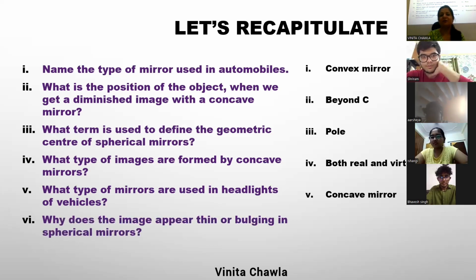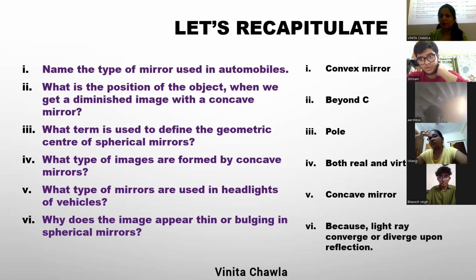Next question. Why does the image appear thin or bulging in spherical mirrors? In spherical mirrors, why do we get images which are thinner or bulging? Ma'am, because of curvature, because they are spherical. Yes, because they are curved and light rays either converge or diverge upon reflection.